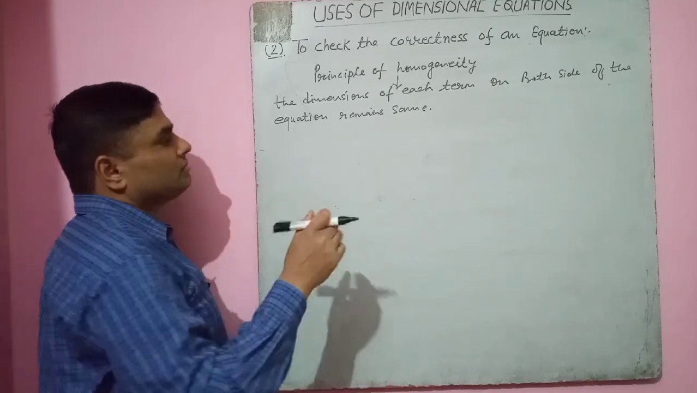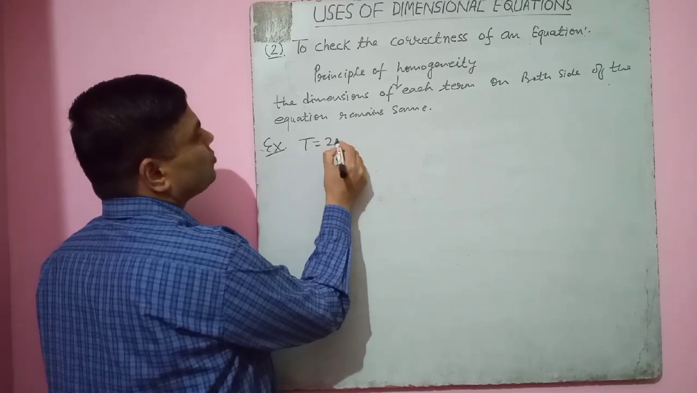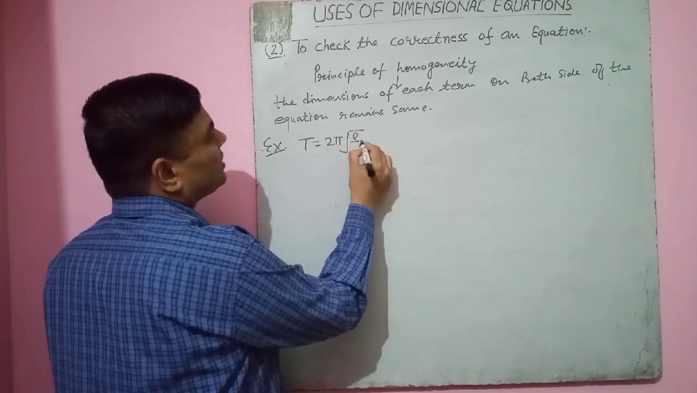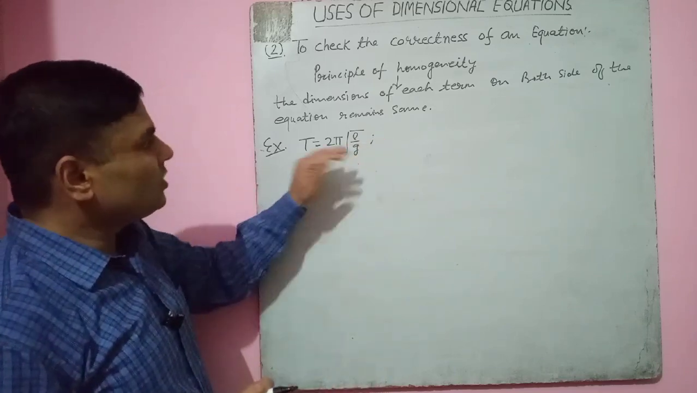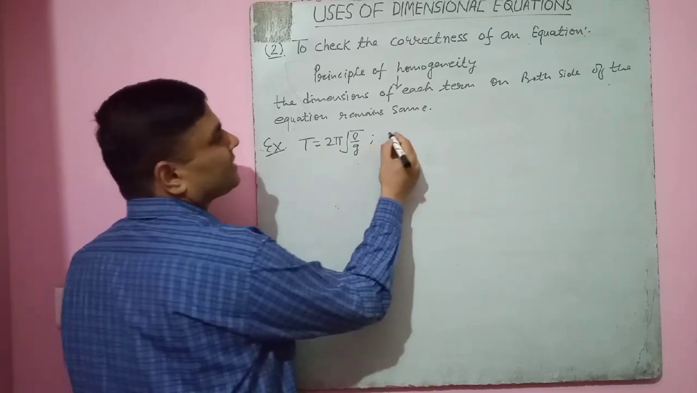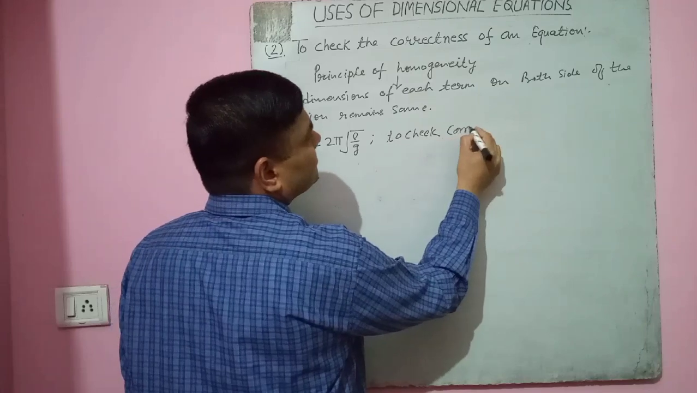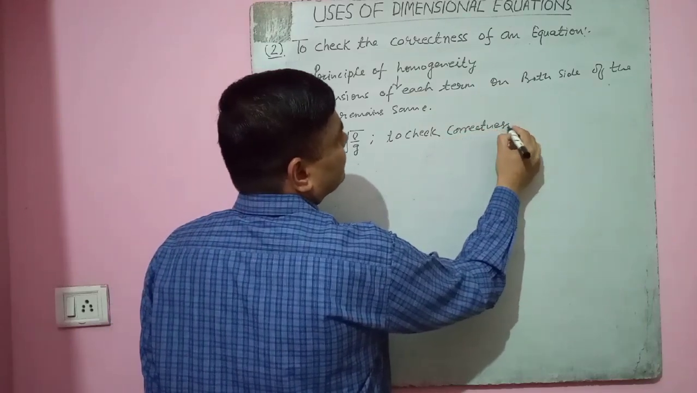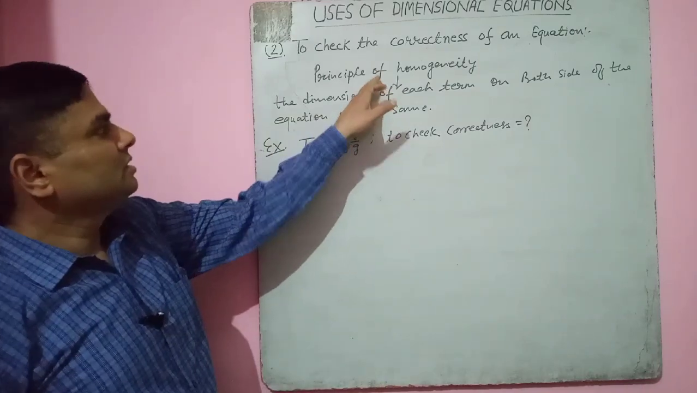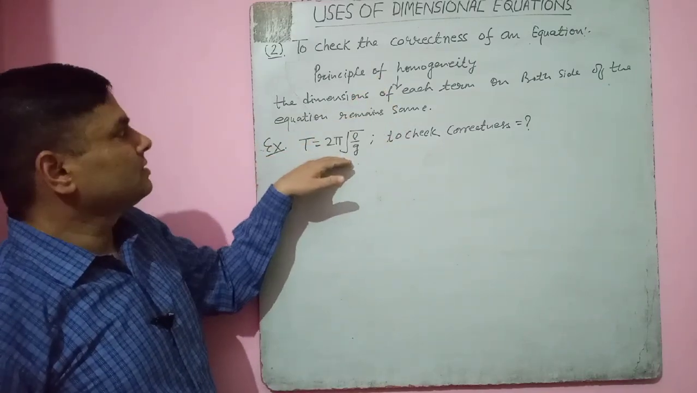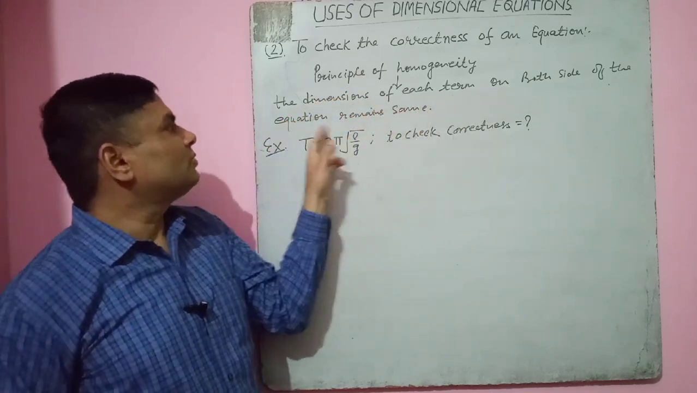Let us understand this with the help of an example. Suppose there is a formula T equals 2 pi into under root L upon g. We have to examine whether this formula is correct or not. To check its correctness, we first apply the principle of homogeneity, which says that the dimensions of each term on both sides of the equation remain the same.